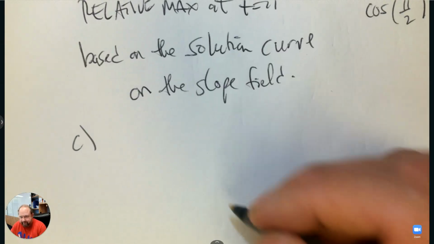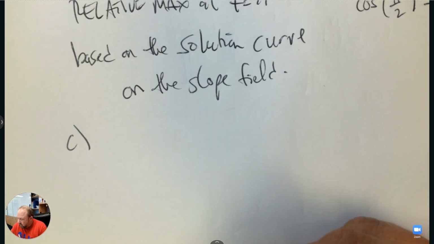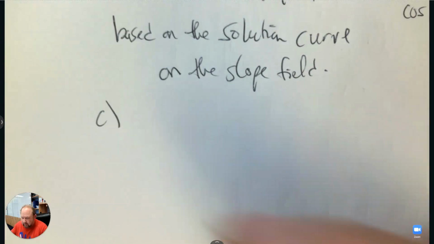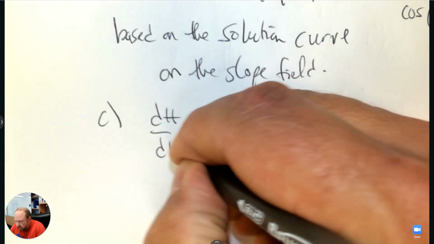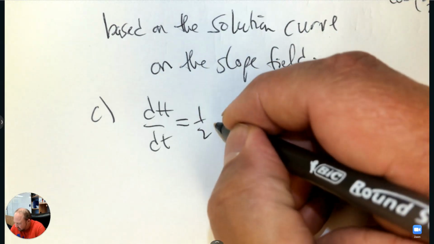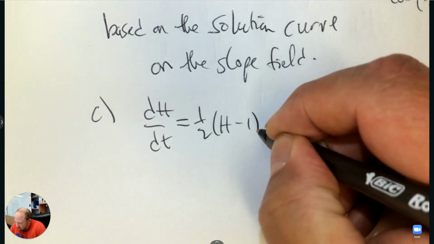C. The curve intersects, no, I'm looking at the wrong one. Part C, oh, this is one that has so many points to it. I hope you got a lot of points here. So can you separate, integrate, solve for h, solve for C, so on? I think you could. Let's see how you did.